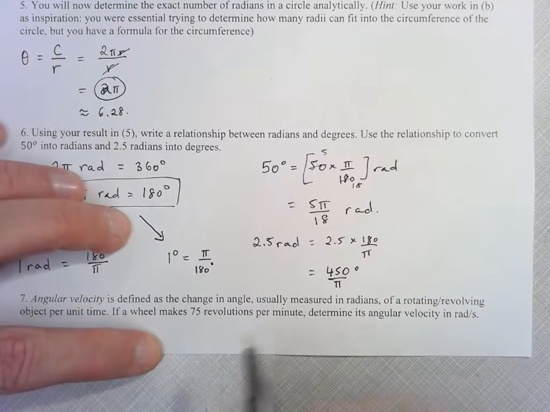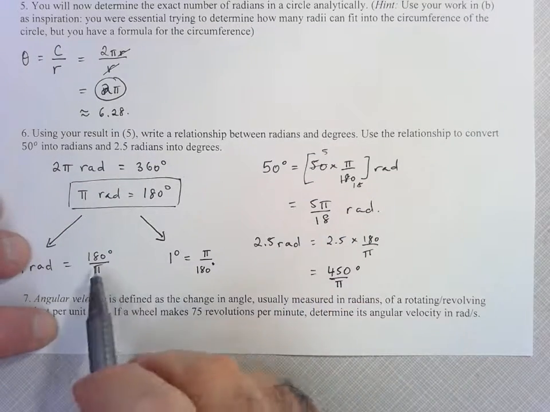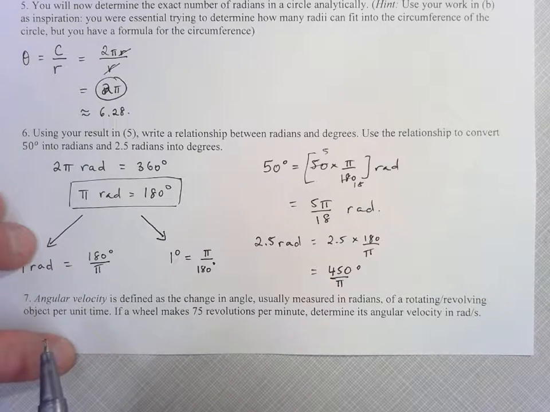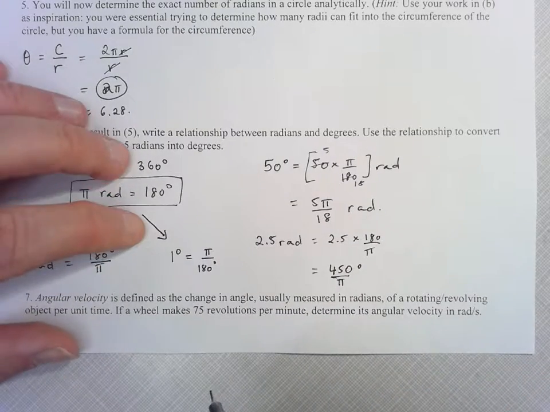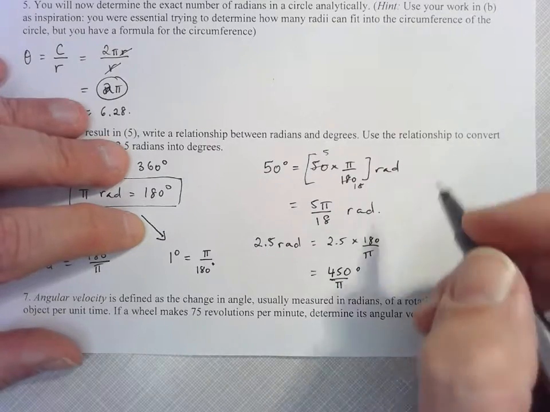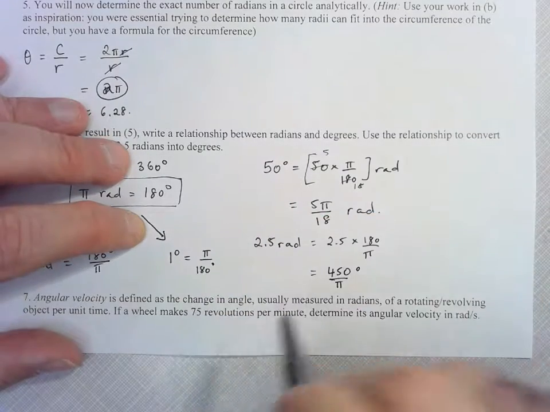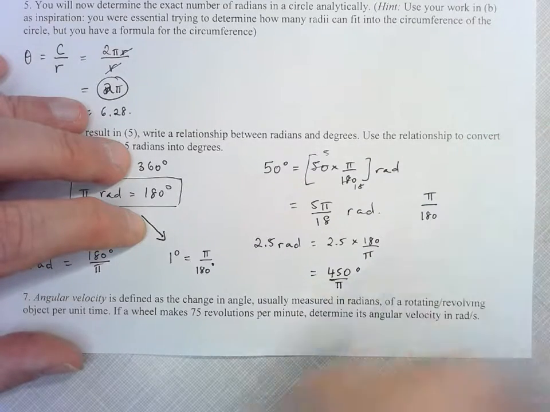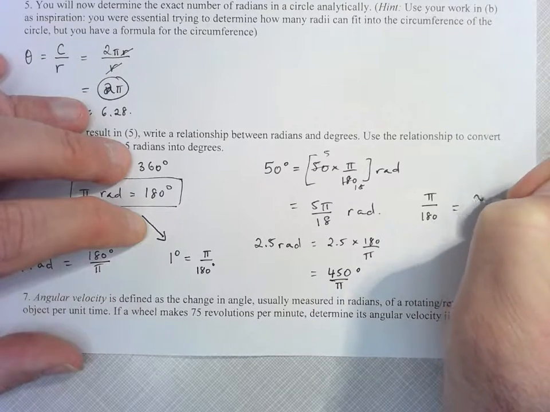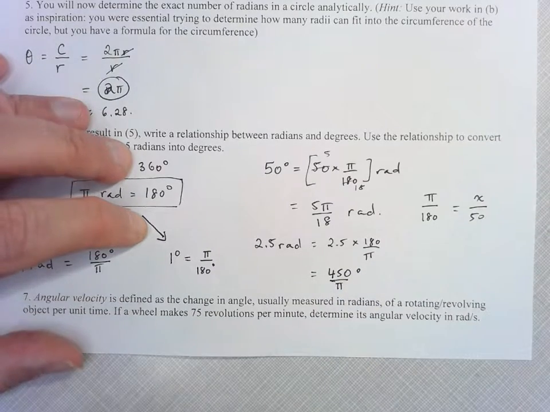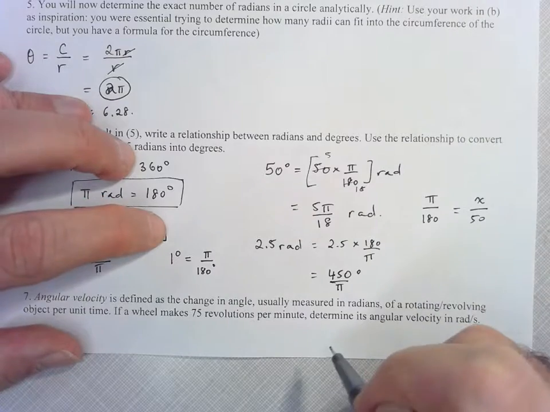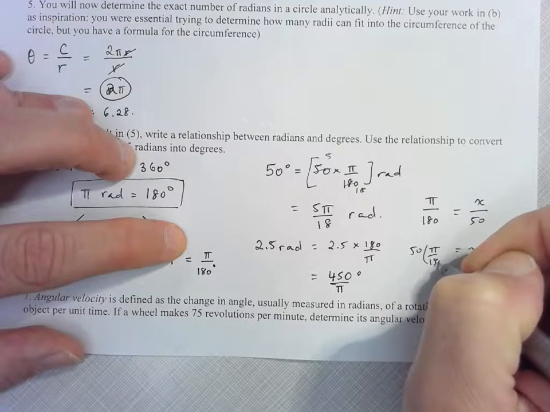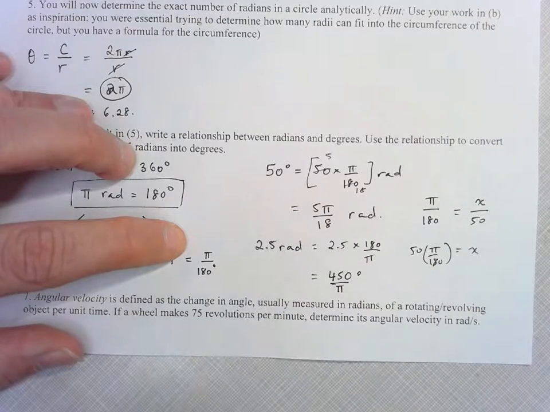Now, let's say you're having an issue remembering which is which and you can't figure it out. You can also solve this using ratios. If I'm looking to figure out what 50 degrees is, I know that there's pi radians to 180 degrees, and I want to know how many radians there are in 50 degrees. So solve this using a proportion, and here x is just equal to 50 times pi over 180, which is exactly what we had originally.